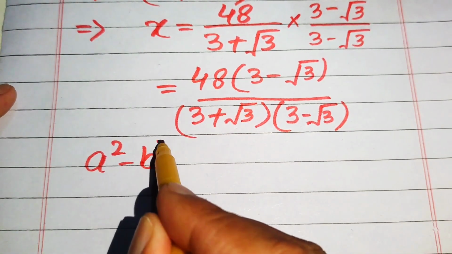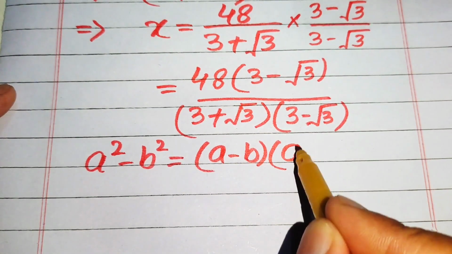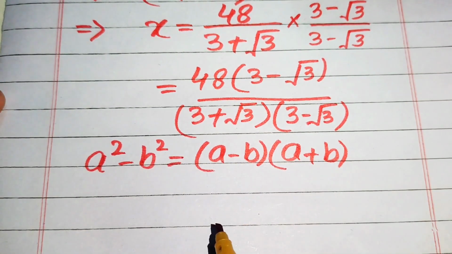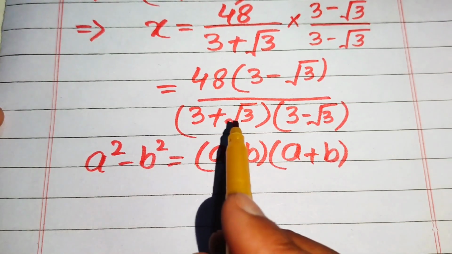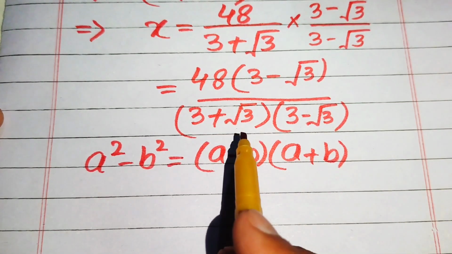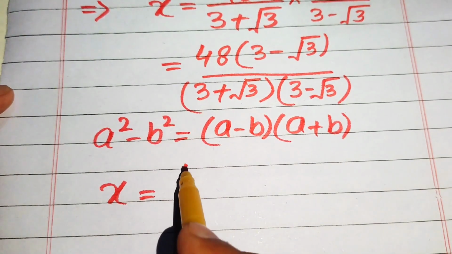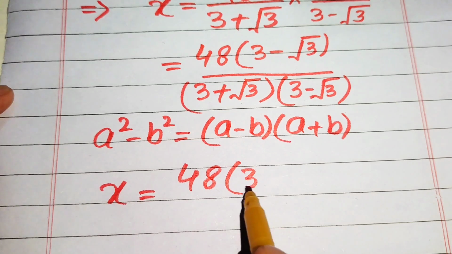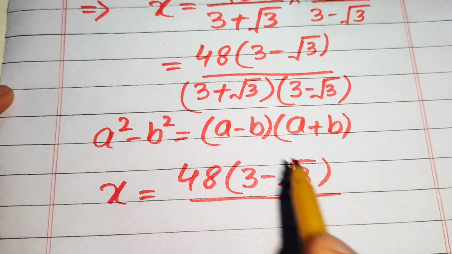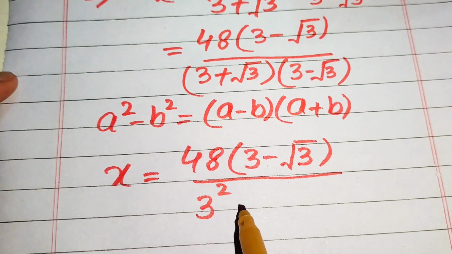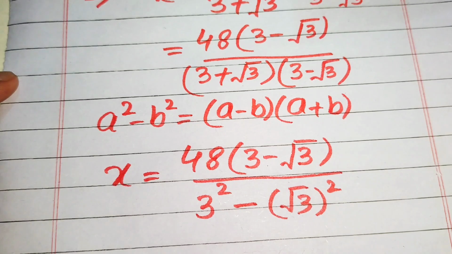If we have a square minus b square, it is equal to (a minus b) times (a plus b). So here we use this nice formula for the denominator of this term. This is our a plus b and a minus b. So when we use the formula, it is written as x equals 48 into (3 minus square root of 3), divided by 3 square minus square root of 3 whole square.